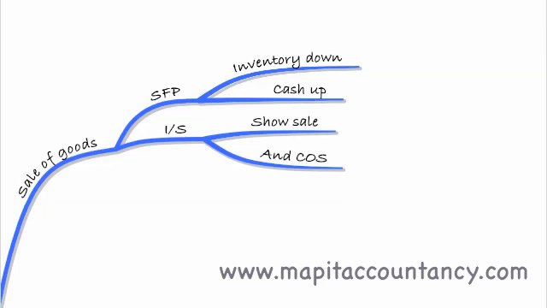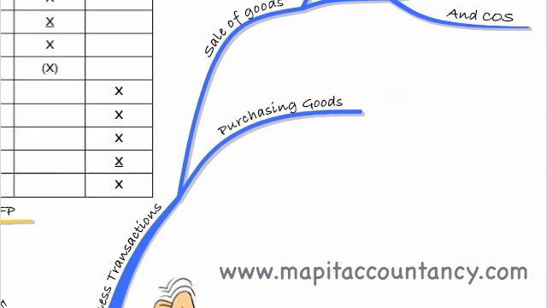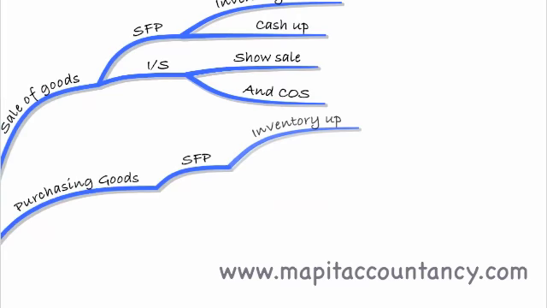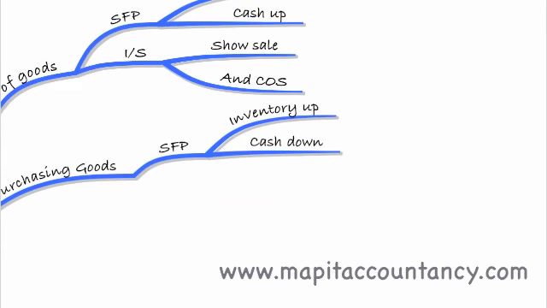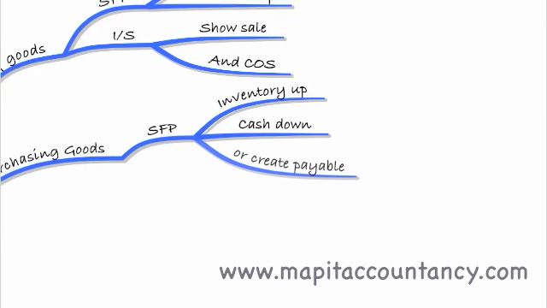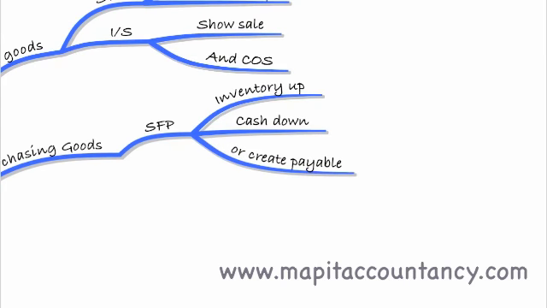So as you can see, there's an effect both on the statement of financial position and on the income statement. The movement on the statement of financial position changes the position of the business. The movement on the income statement shows us the performance and how it's been affected by that transaction. When it comes to purchasing goods, for example, on the statement of financial position, inventory will go up because we purchased some more goods. Cash will go down because we bought some goods. Or we create a payable if we didn't actually pay for them up front.